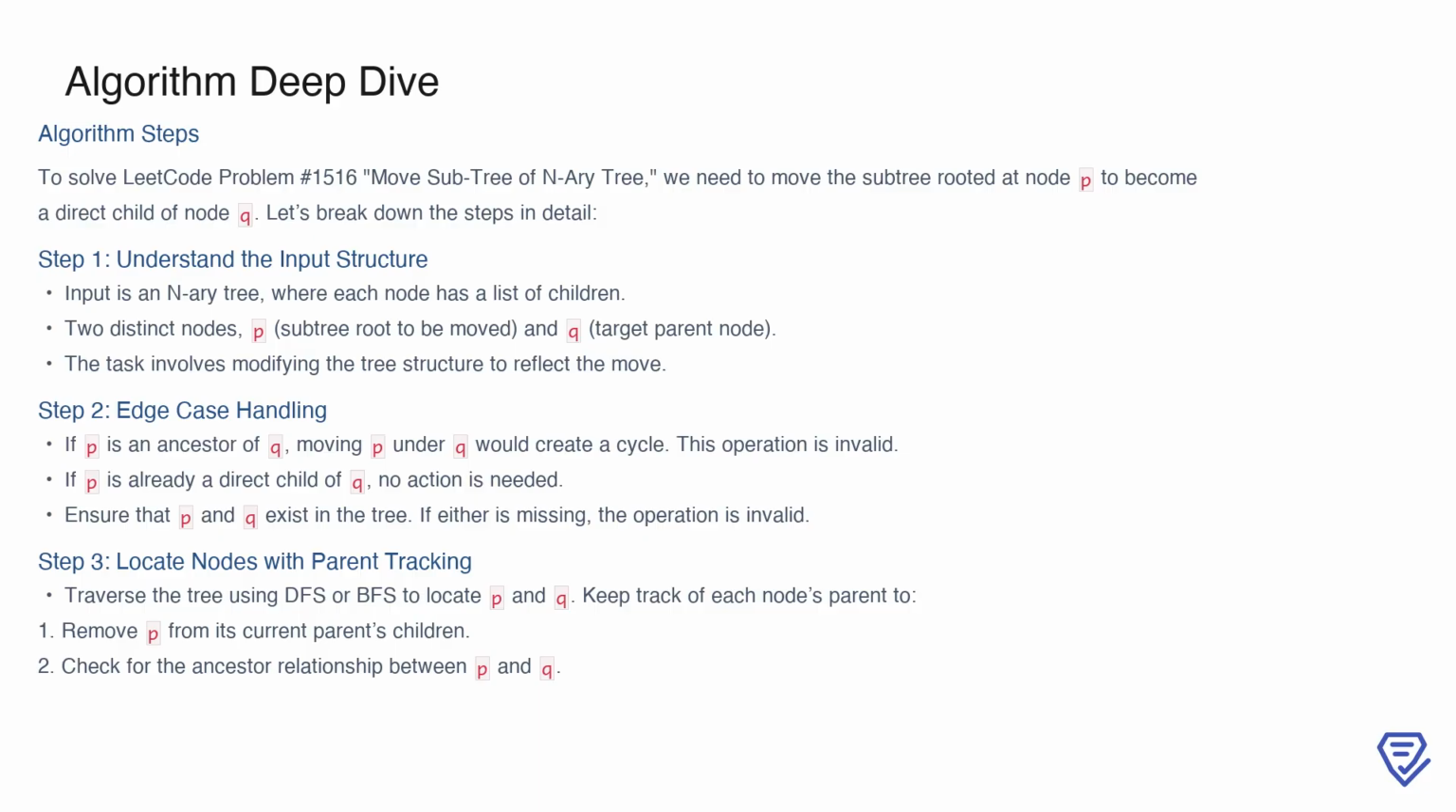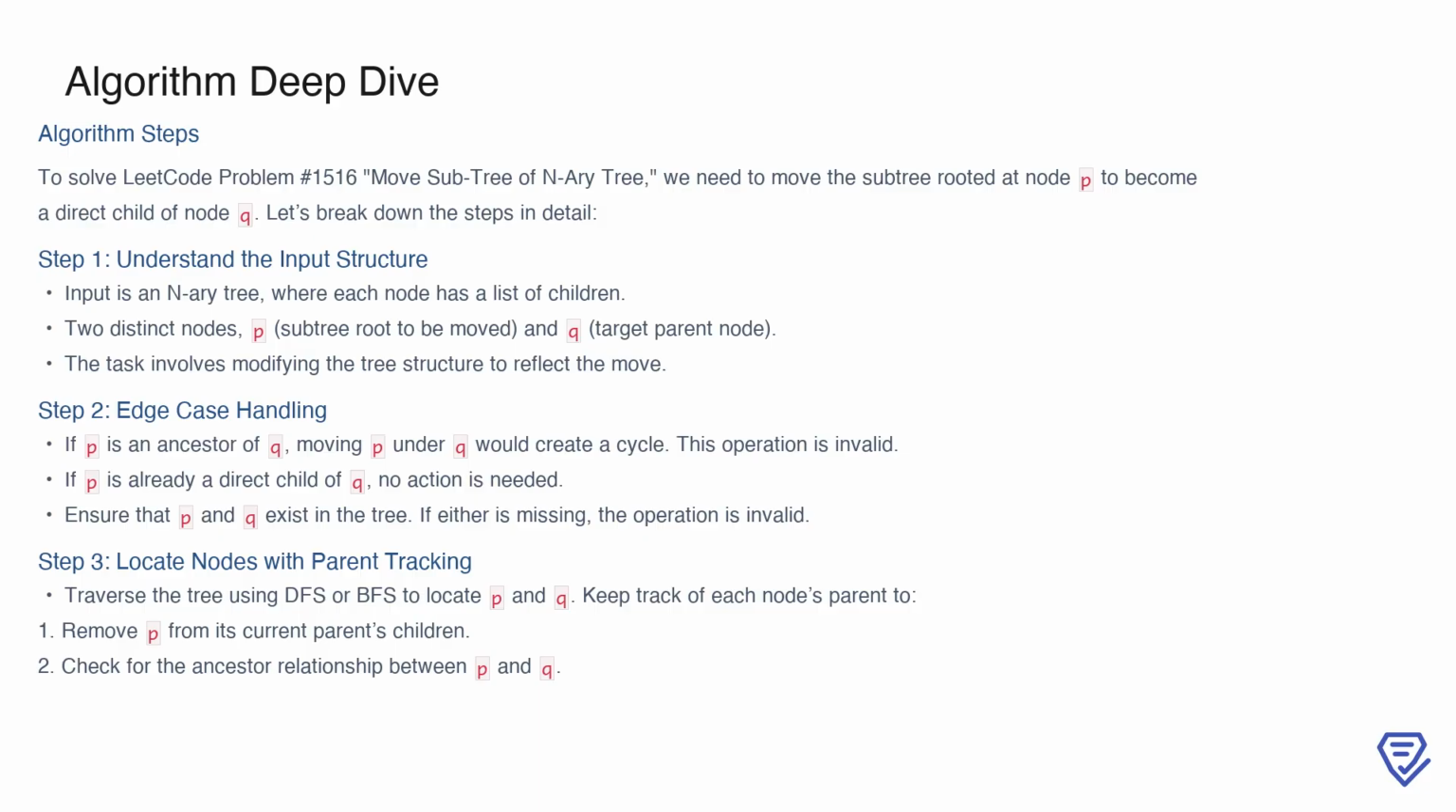However, there are some constraints to consider. For example, if P is an ancestor of Q, moving P under Q would create a cycle, which is not allowed. Similarly, if P is already a child of Q, no changes are necessary. Additionally, we must ensure that both P and Q exist in the tree, otherwise the operation is invalid.